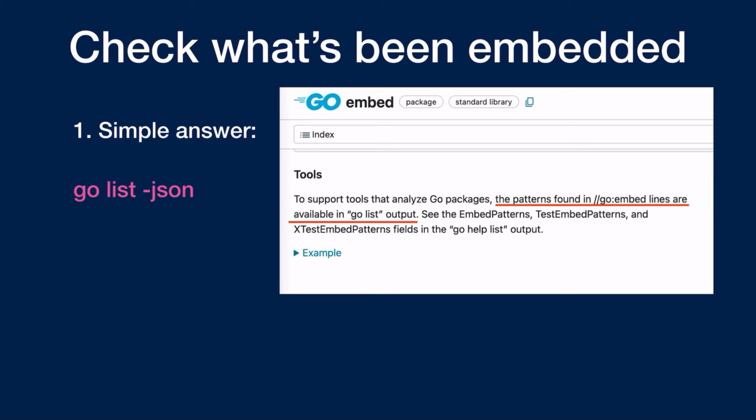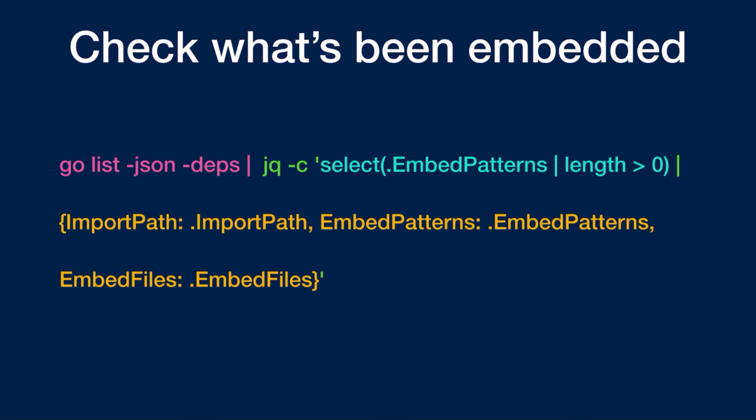Okay, now you have embedded something in your code, and you want to test it. So besides building and running the application, you can use the go list command to list all the patterns you've used and the matched files. Just be careful, it's not just go list. You have to add the -json and -deps parameters for go list, and also use the jq command to filter out those without embed patterns and only show fields like ImportPath, EmbedPatterns, and EmbedFiles. Then you will see a result similar to this.